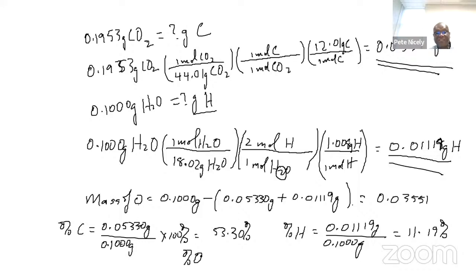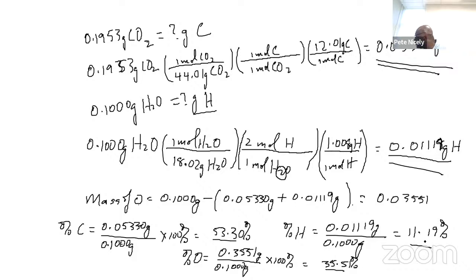Percent of oxygen would be equal to the mass of the oxygen calculated, which is 0.3551 grams divided by 0.1000 grams times 100%. And that would be equal to 35.51%. And that's basically how we answer the A part of the question.